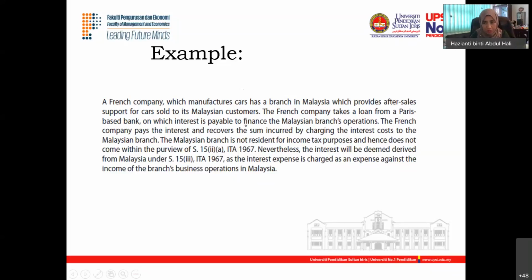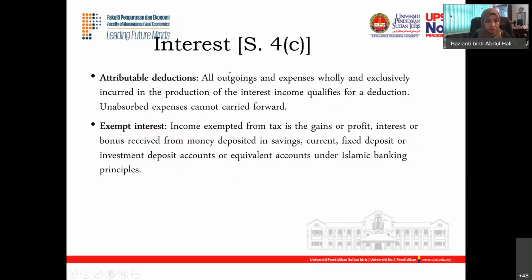So this is not for individuals, this is for companies. But as an individual, the interest that you get from your savings is also exempted. And we have attributable deduction. Sometimes, in some cases, you have interest income and at the same time you have to pay interest expenses. So as long as the outgoing expenses are wholly and exclusively incurred in the production of the interest income, it qualifies for a deduction.